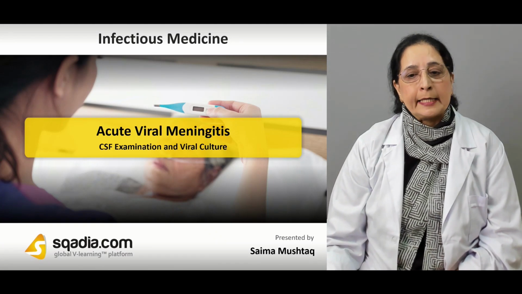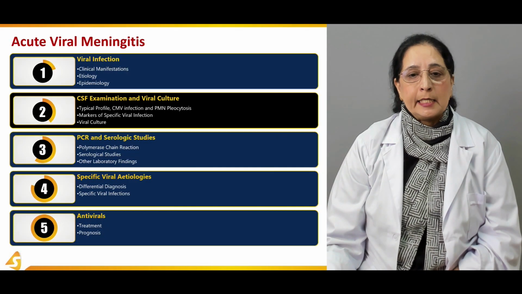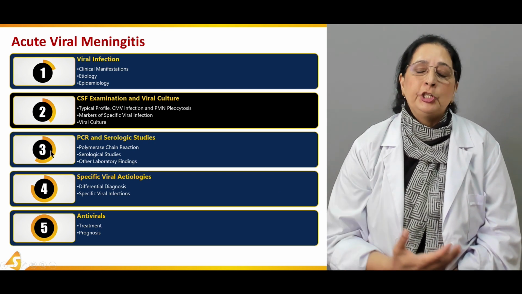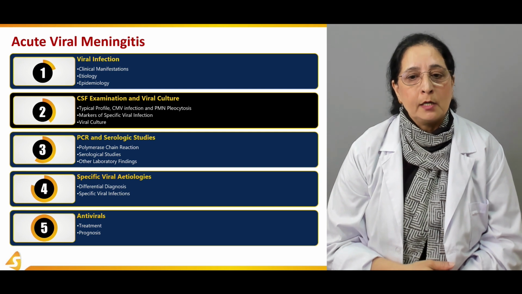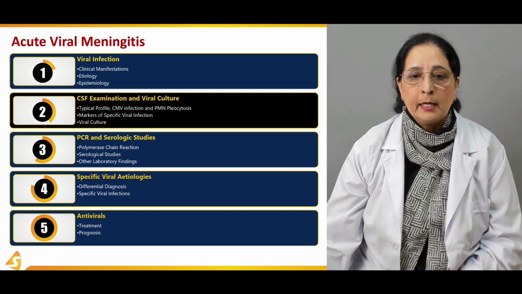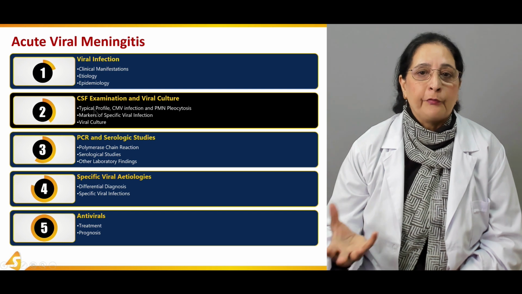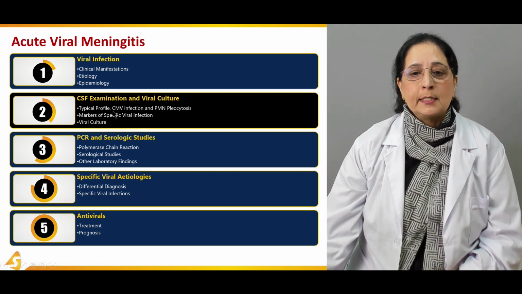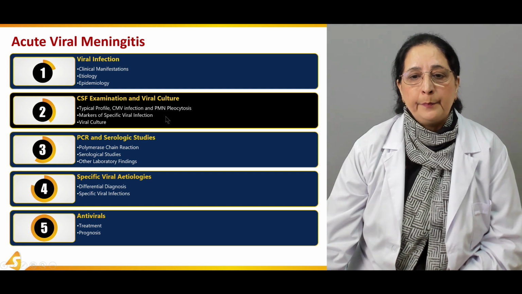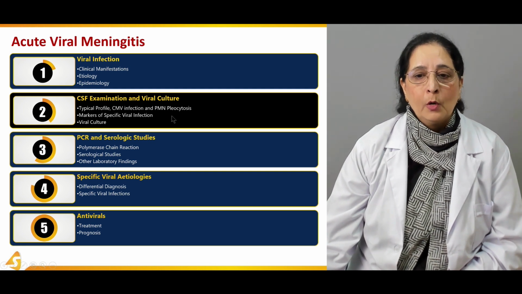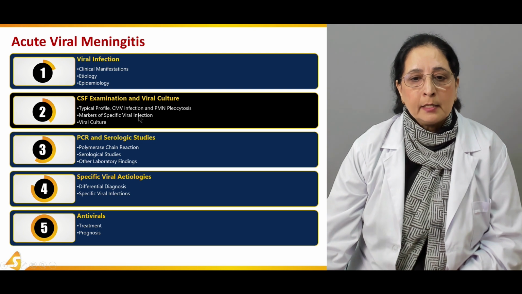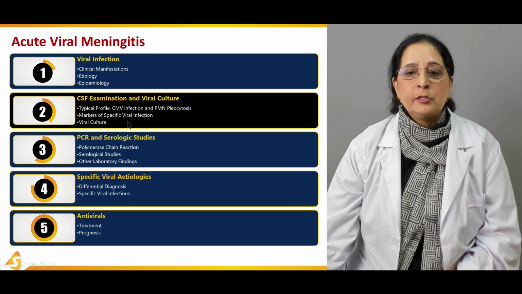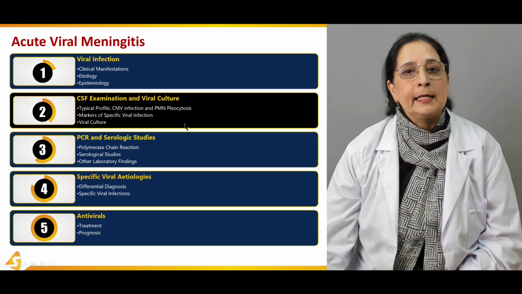Let's begin with the second section, and in this section we will talk about some examinations that can be done on the cerebrospinal fluid. We can do the typical profile of cerebrospinal fluid, CMV infection and PMN pleocytosis, markers of specific viral infections, and also we will talk about the viral culture.